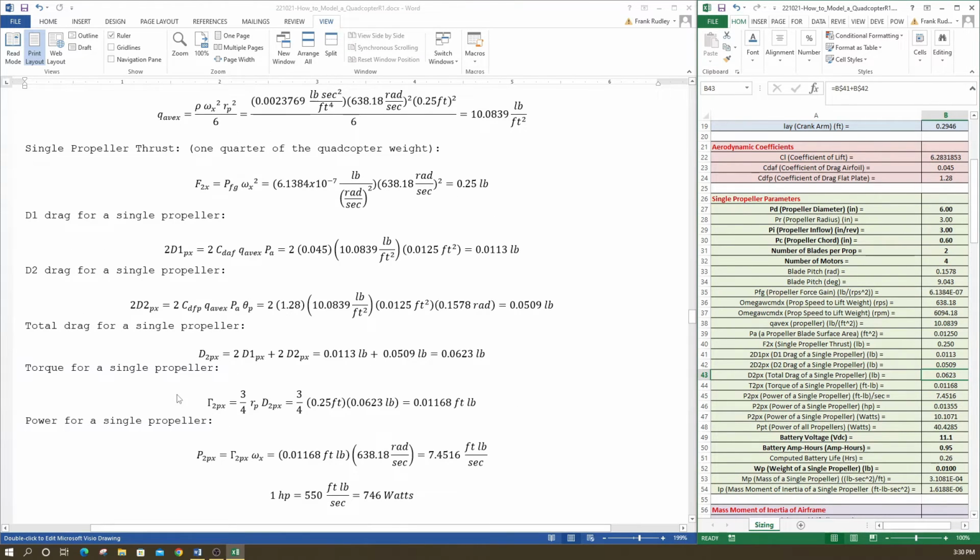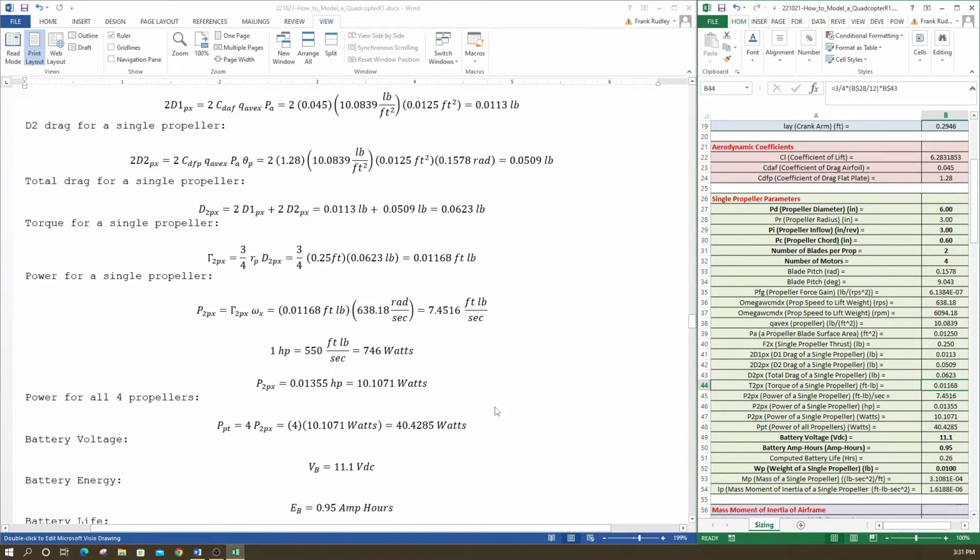So the torque for a single propeller is 3/4 times the radius of the propeller times the drag. So it ends up being 3/4 times 0.25 times the drag force, which is equal to 0.01168 foot-pounds. So that's over here.